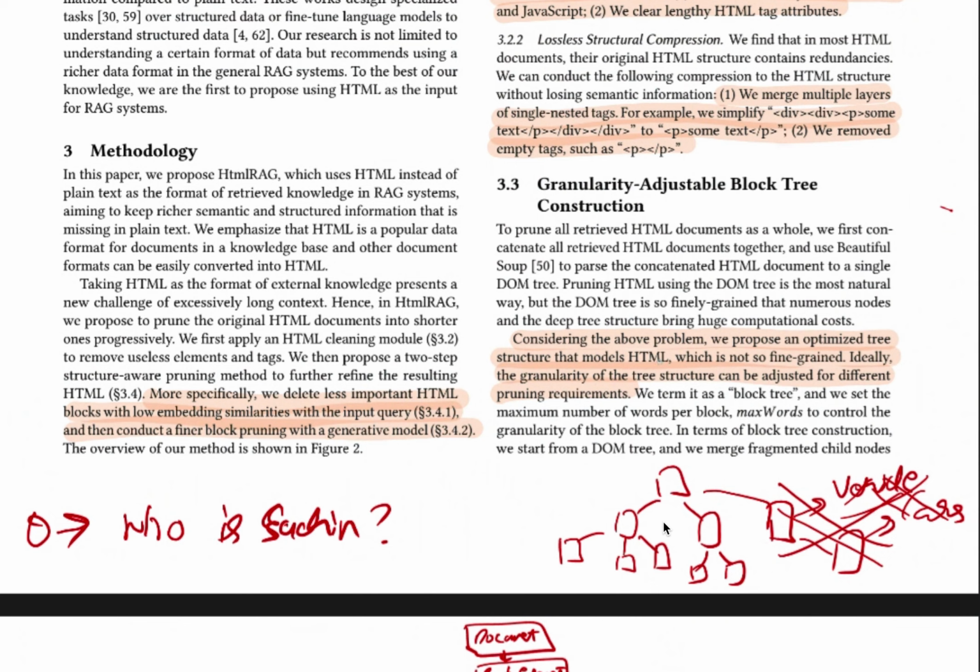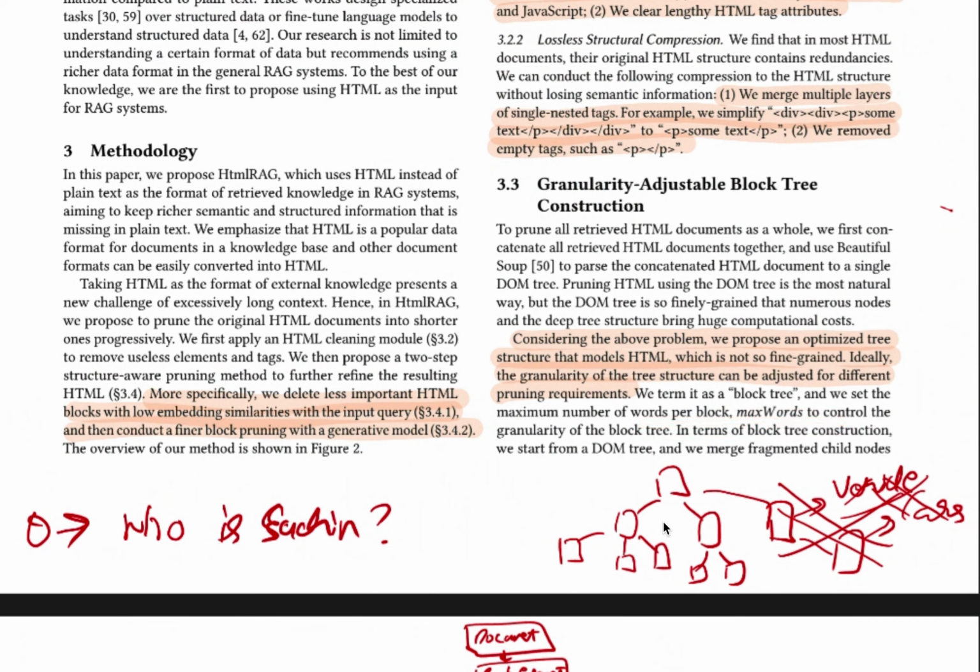Okay, so they are saying that we propose an optimized tree structure that models HTML, which is not so fine grained ideally. The granularity of the tree structure can be adjusted for different pruning requirements. Why we term it as block tree, and we set the maximum number of words per block, max words, to control the granularity of the block tree.